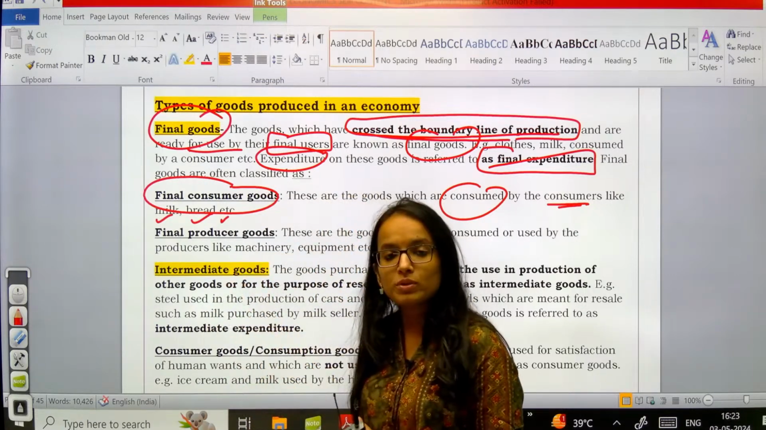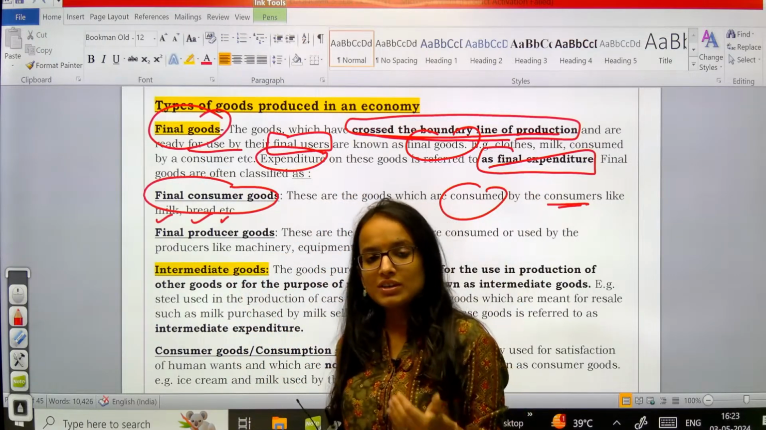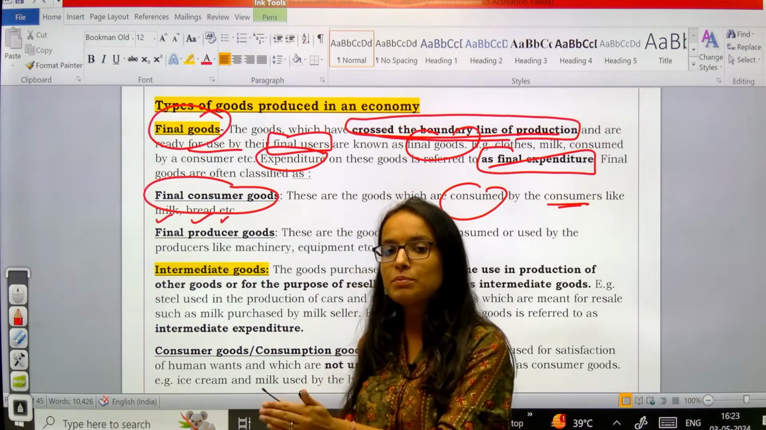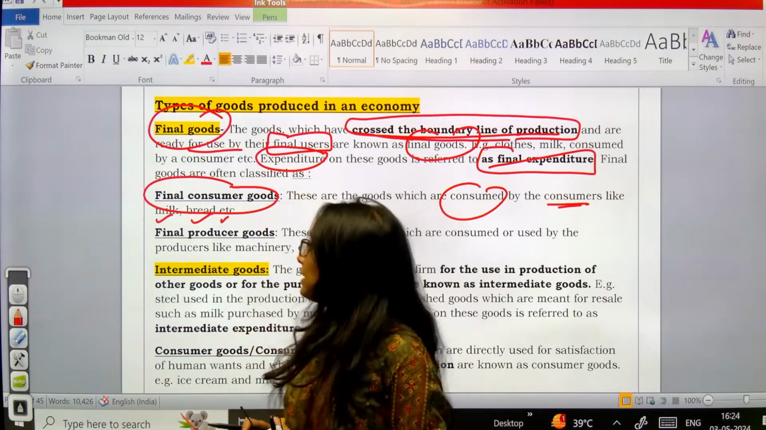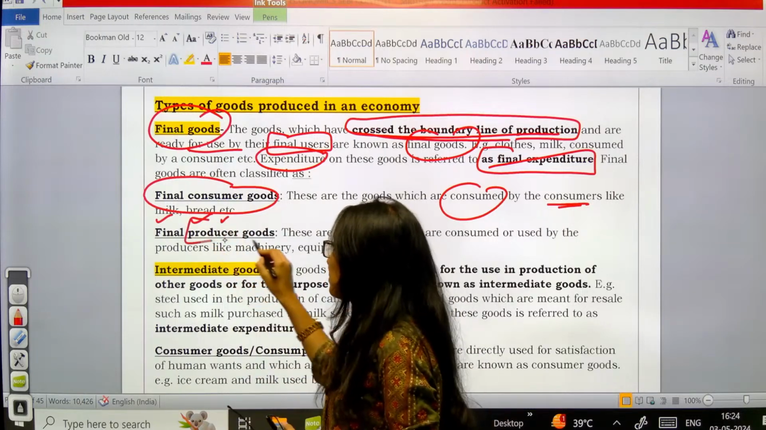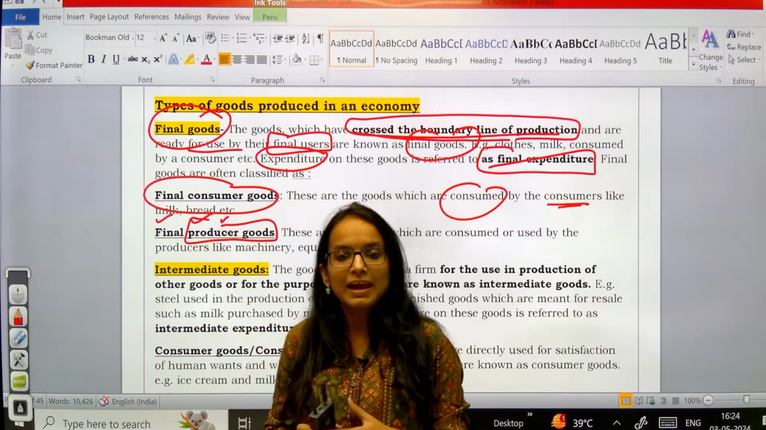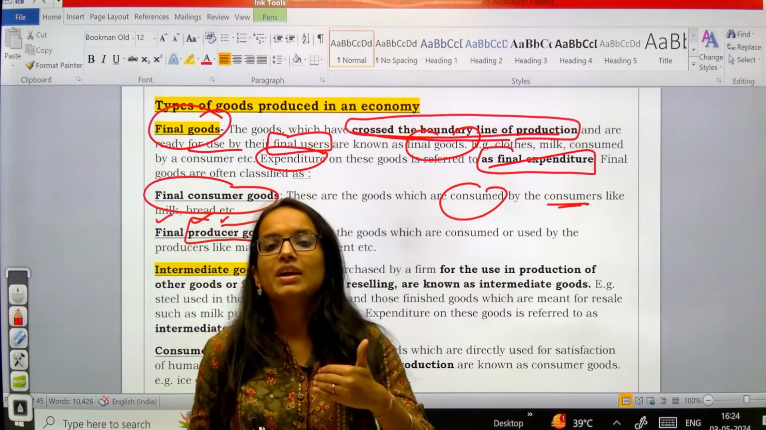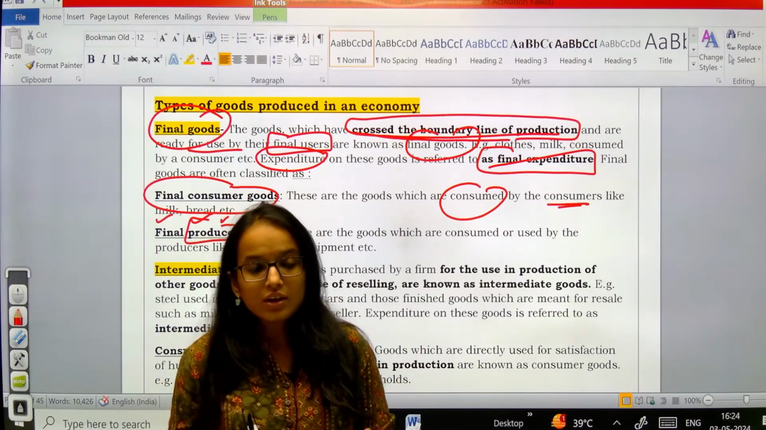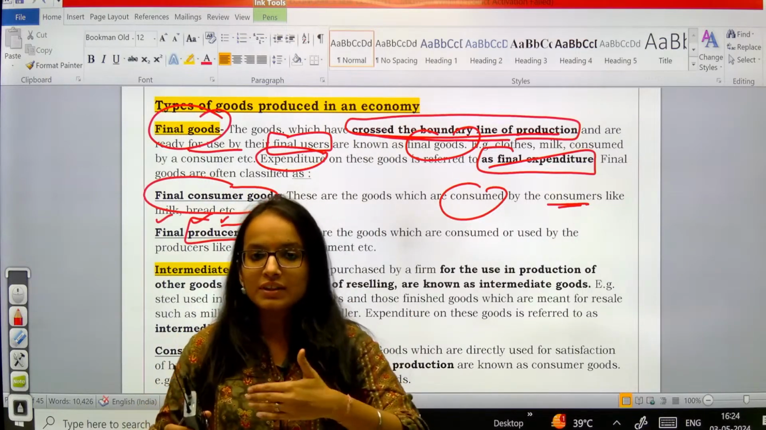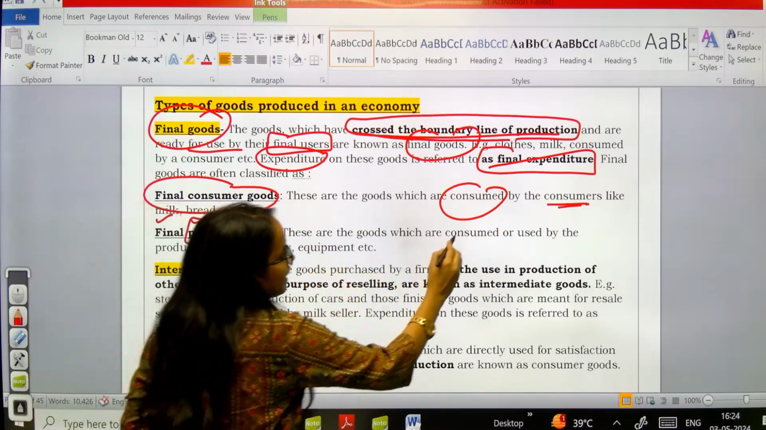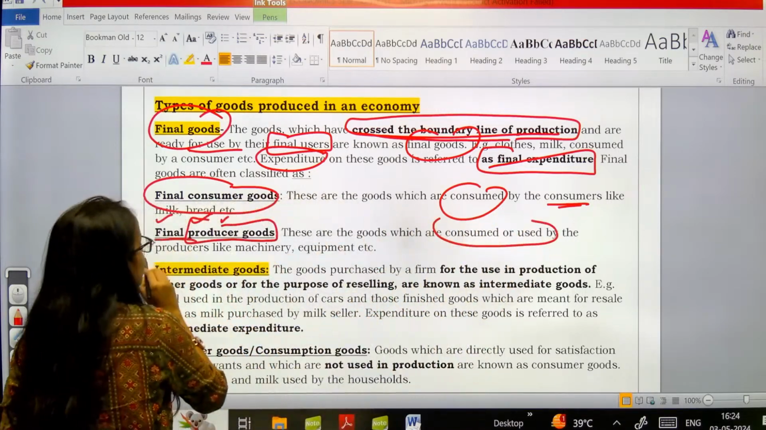So final consumer goods, what are consumer goods? They are to be consumed. They are not used in the process of production. Then final producer goods. Producer goods are the goods which help in the process of production or economic activity, or they are used for furthering a production activity or an economic activity. They are consumed or used by the producers.